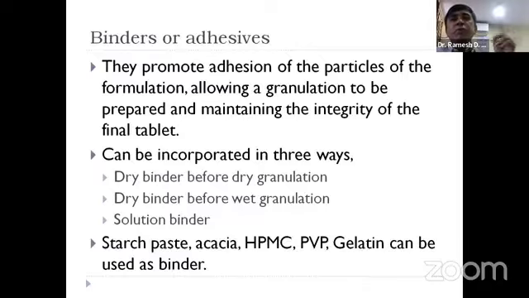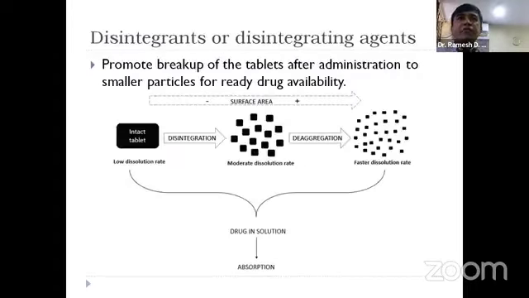Starch in dry form can be used as a disintegrant. In the paste form, it can be used as a binder. Next is the disintegrants. When we prepare tablets and when the tablets are ingested, to facilitate the absorption of API, it is required to disintegrate the tablets. So, the tablet should first break.